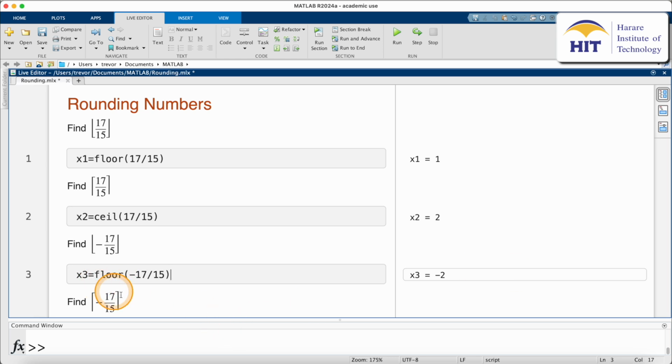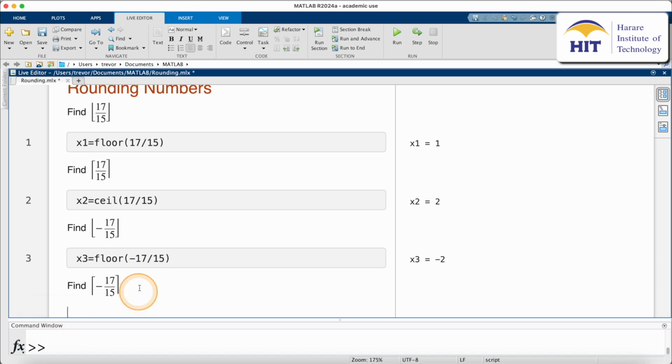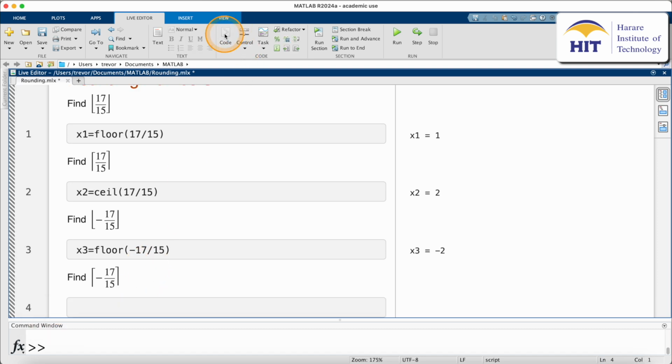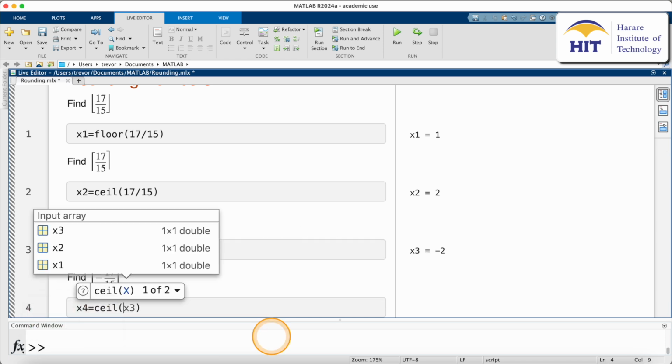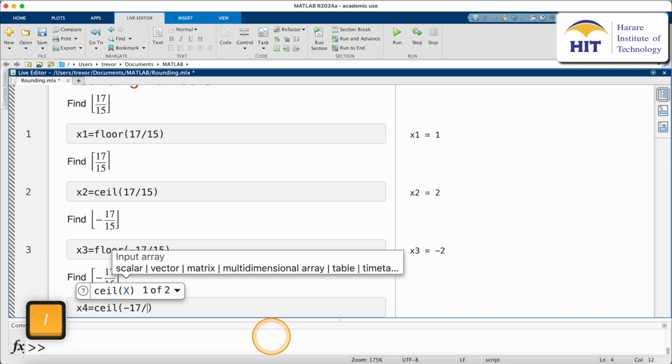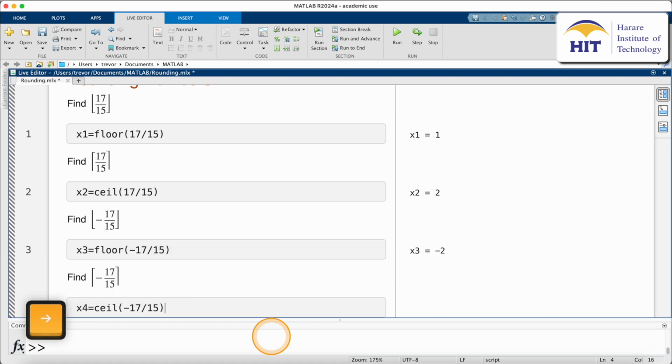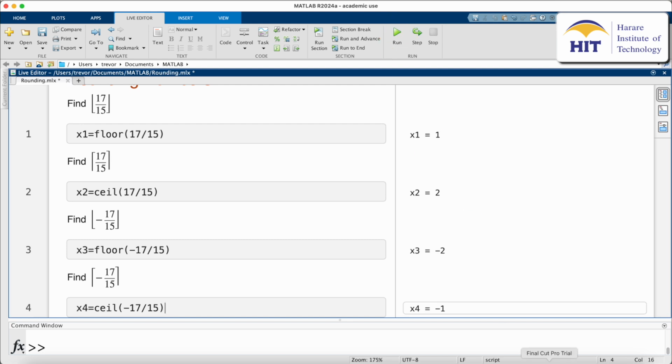I now go on to the last one there. We are looking at the ceiling value of minus 17 divided by 15. Press the return key, press on code here, then enter the syntax. I'll call it x4 equals, we are looking at the ceiling value, so it will be C-E-I-L, open parenthesis. We are looking at the ceiling value of minus 17 divided by 15. Then I go on and run.